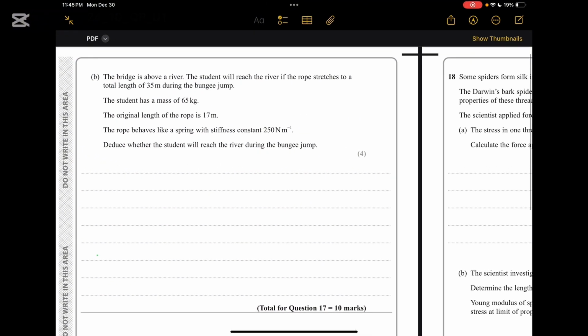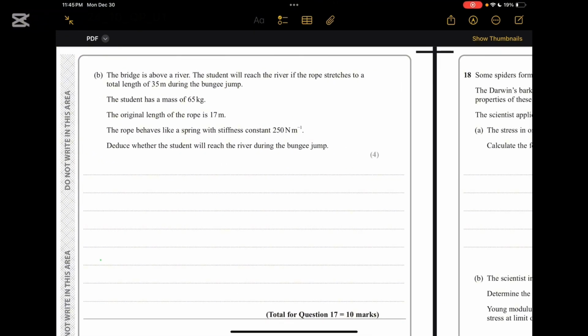Now in the B part, what they have mentioned is, the bridge is above a river. The student will reach the river if the rope stretches to a length of 35 meters. So this is the length which is required for the student to reach the river. The student has a mass of 65, length of rope is this. So this 70-meter length of rope needs to extend to 35 meters in order for the student to reach the river. The rope behaves like a spring with a stiffness constant. They have asked us to figure out whether the student will reach the river during the jump or not. So let's figure that out.